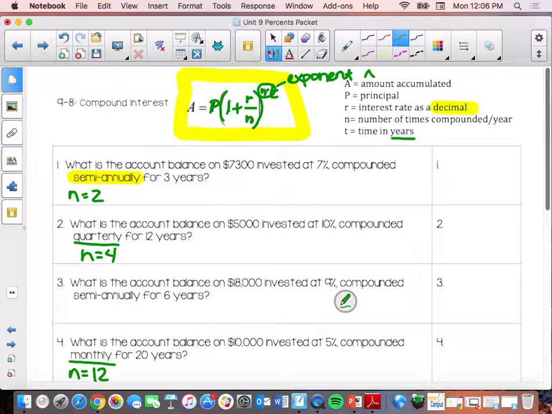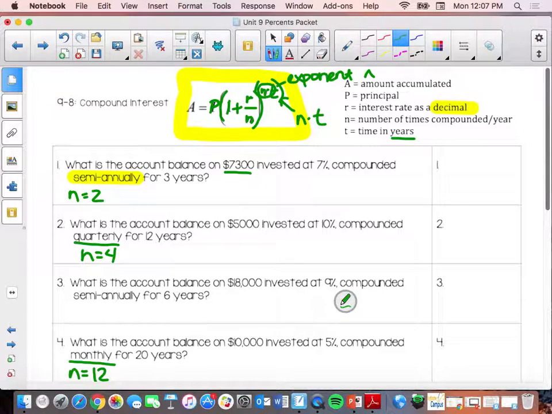And for some people, it might be easier just to do n times t first and then plug it into your calculator, because the problem is that if you don't use parentheses here, it won't multiply. It'll only put the n in the exponent and the t will just be after, and it won't work right. So please be careful with this formula. Okay, so basically you're just going to take each problem and plug the numbers into the formula and figure out what number you're missing.